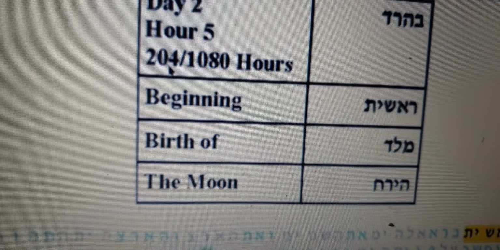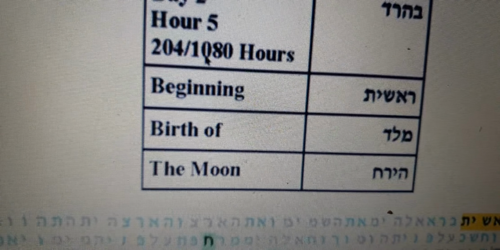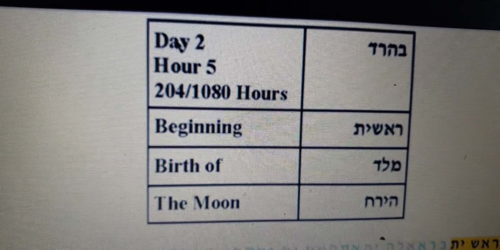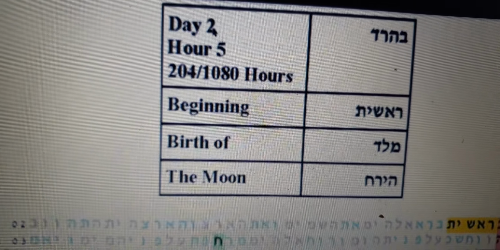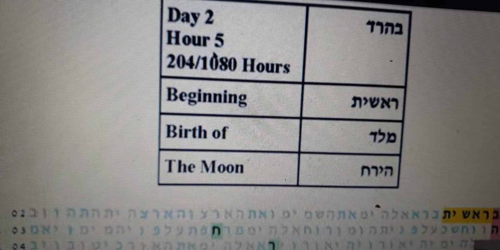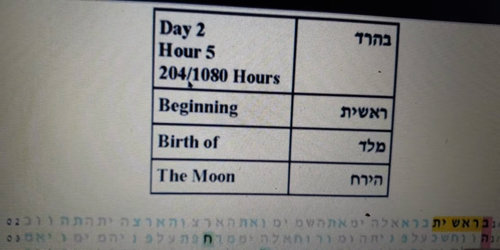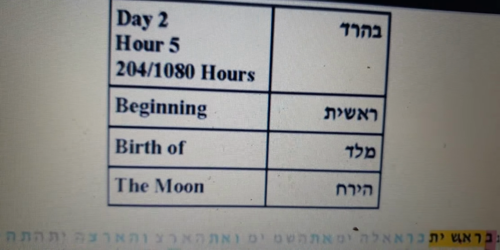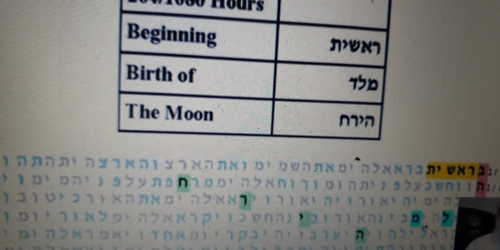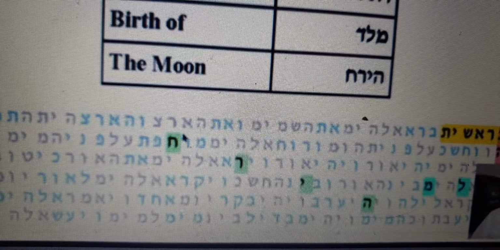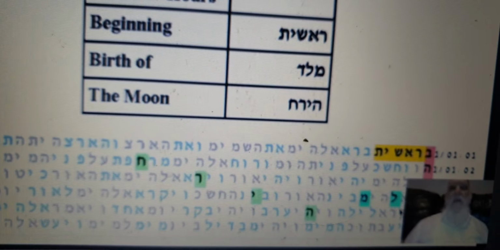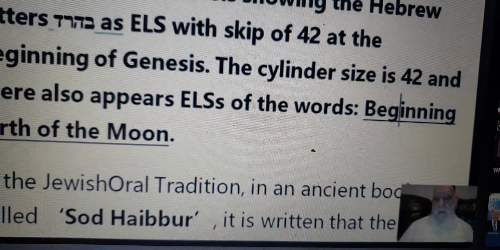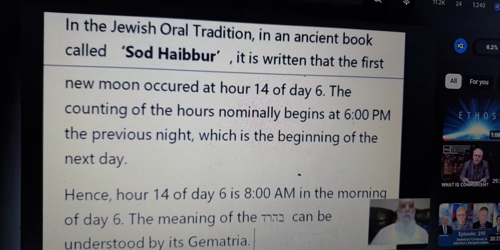Now, at that time, it was not 60 minutes. It was at that time 1,080 parts to the hour. So it was on the 2nd day, the 5th hour of the day, and 204 portions. The words are here Reshit, as you see, Bereshit, Molad, verse, and Yareach, the moon. All this appears in Bible code in Genesis. So let us see now more.